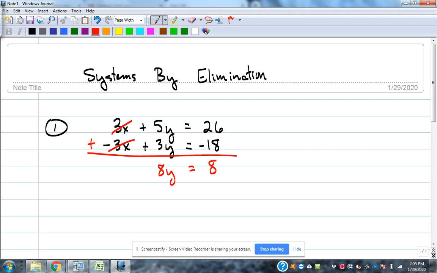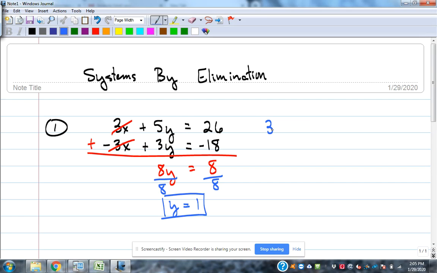How do we get y by itself for this one? Divide by 8. y is equal to 1. So there's our y value. How do we get an x value? Plug a 1 in, in one of the equations. Doesn't matter which one. Just pick the one you think's the easiest. I'm going to go with the top one because there's no negative signs in there. So I think that'll be easier for me to do.